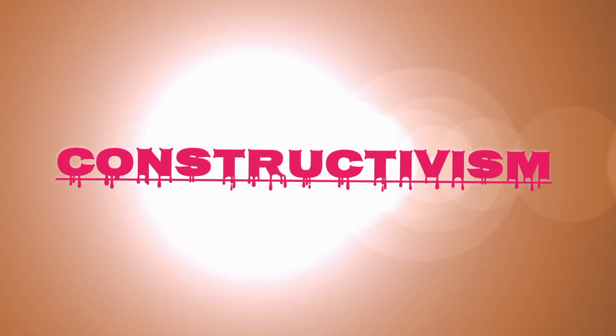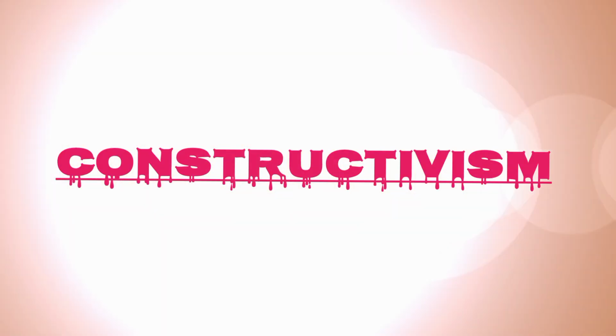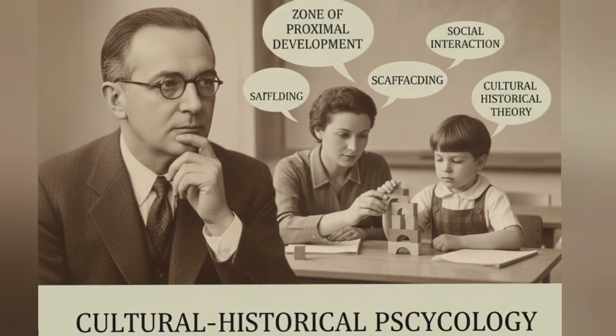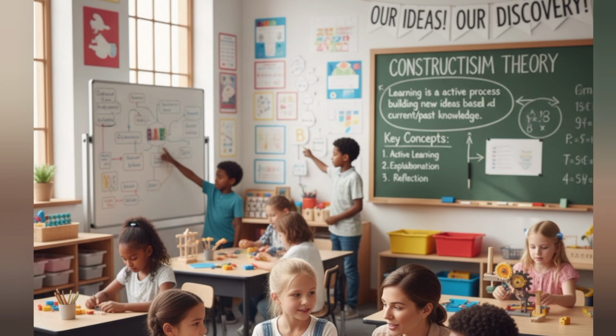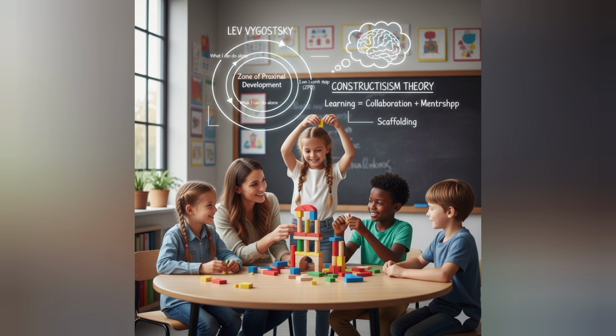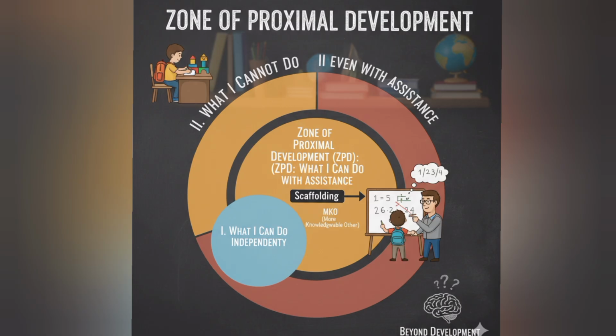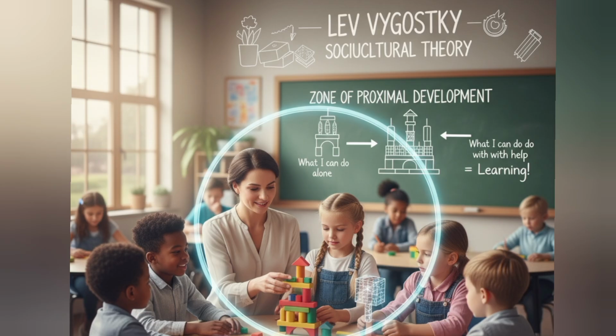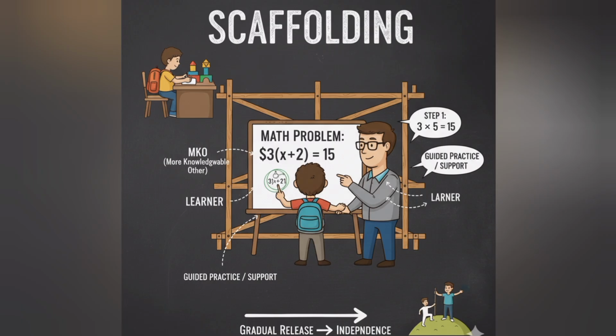Now, let's move to constructivism, one of the most popular theories in modern education. Constructivists like Vygotsky said that students learn best when they actively construct knowledge, not just receive it. The key concept of this theory is the zone of proximal development, ZPD, the gap between what a learner can do alone and what they can do with guidance. Scaffolding: support given by teachers or peers to help the student learn new skills.